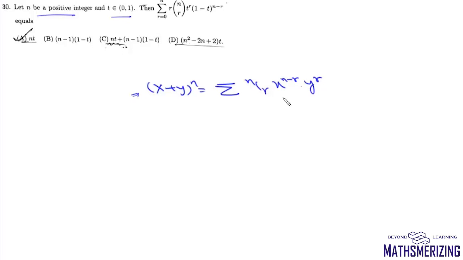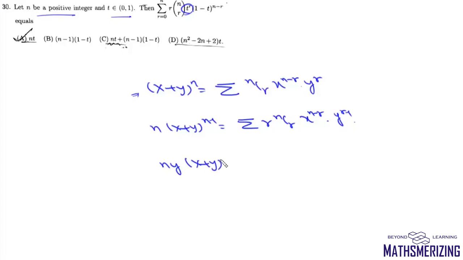Now we'll partially differentiate it with respect to y. We'll write n times x plus y to the power n minus 1, and then summation r into nCr x to the power n minus r into y to the power of r minus 1. Now we need to restore its power to r, so we'll multiply it with y. We'll get n y into x plus y to the power n minus 1, and it will be equal to summation r nCr x to the power n minus r into y to the power r.